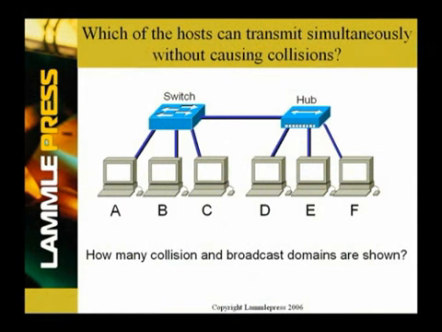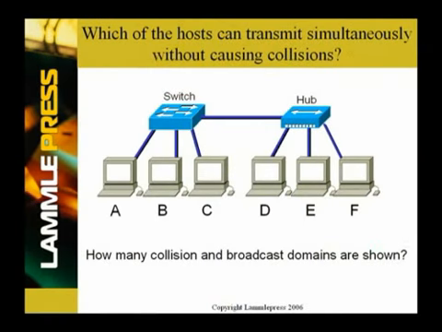Which of the hosts can transmit simultaneously without causing collisions? The answer is only hosts A, B, and C. They're connected into their own switch port. Hosts D, E, and F are connected into a hub, which means they can only communicate one at a time.